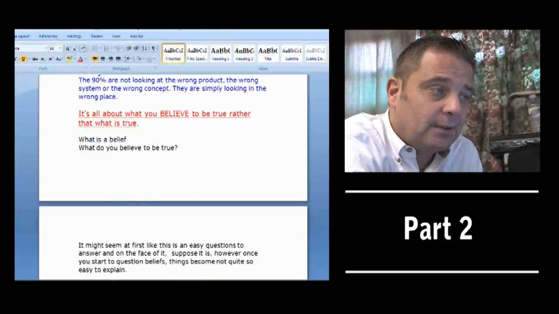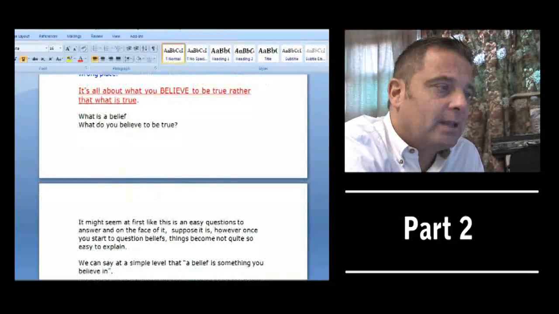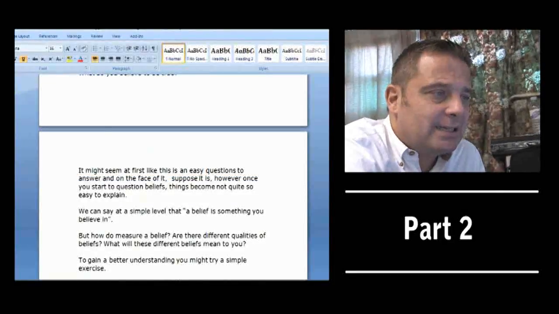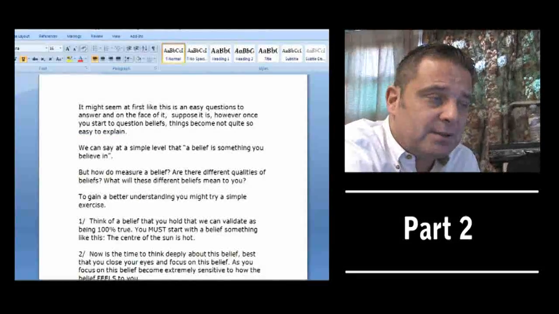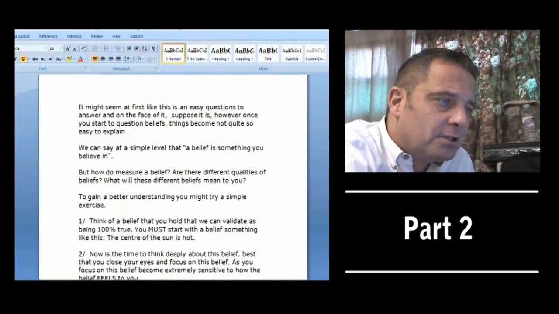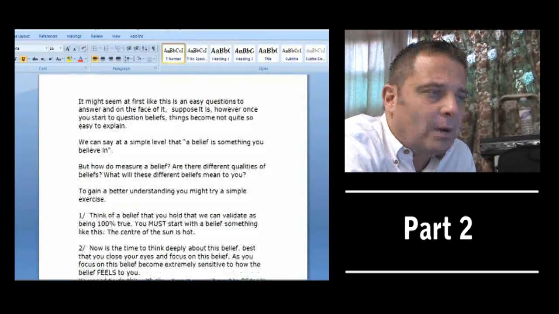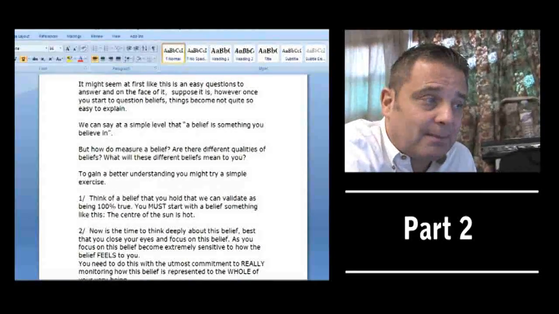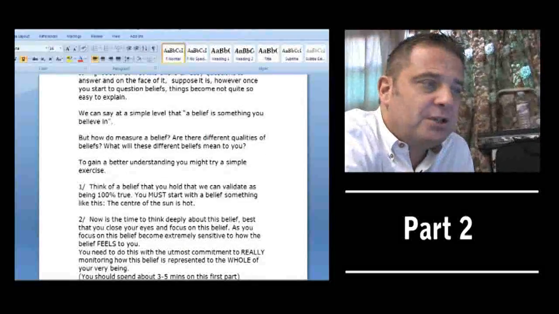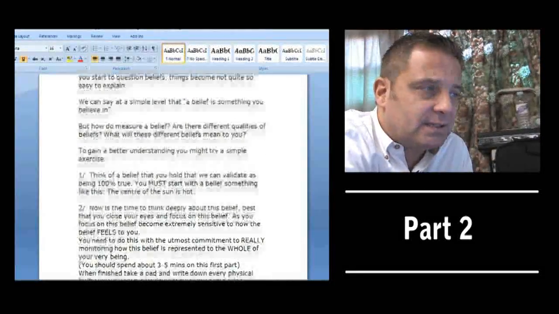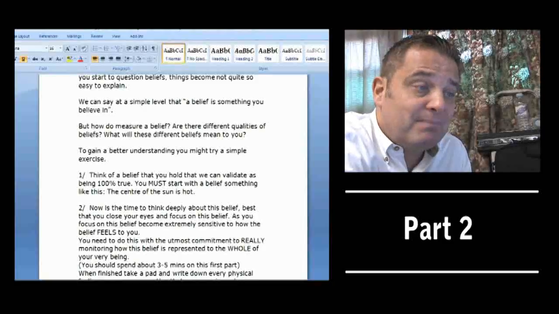What is a belief? What do you believe to be true? It might seem at first this is an easy question to answer. On the face of it, I suppose it is. However, once you start to question beliefs, things become not quite so easy to explain. We can say at a simple level that a belief is something you believe in. How do you measure a belief? Are there different qualities of beliefs? What will these beliefs mean to you?